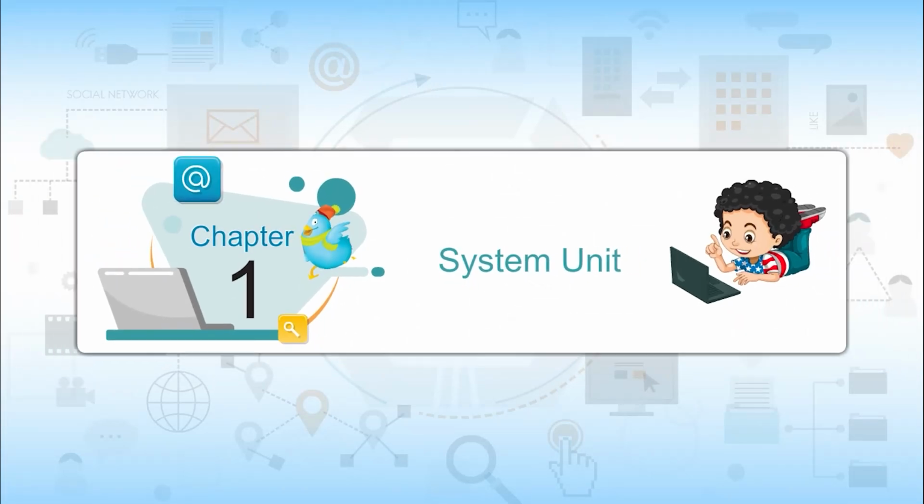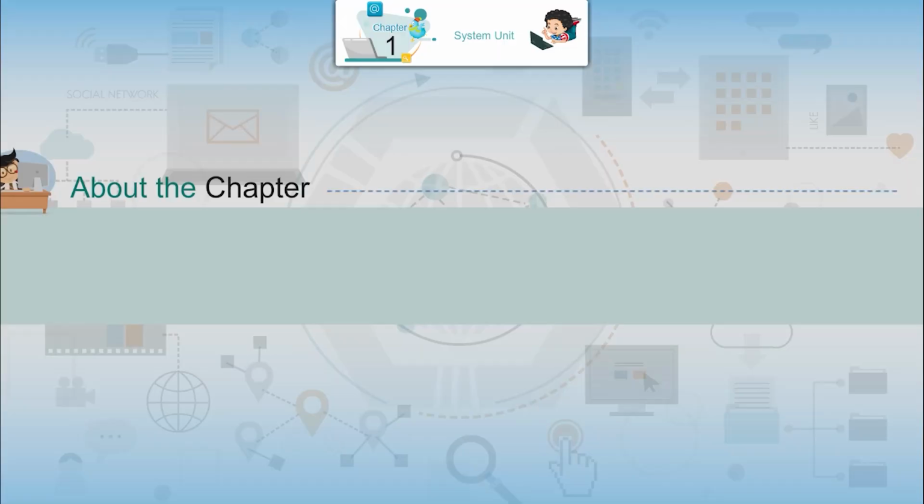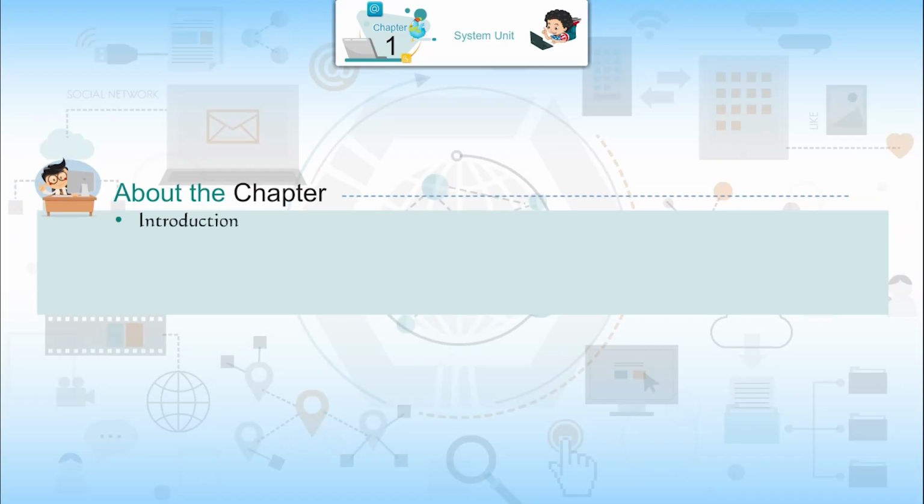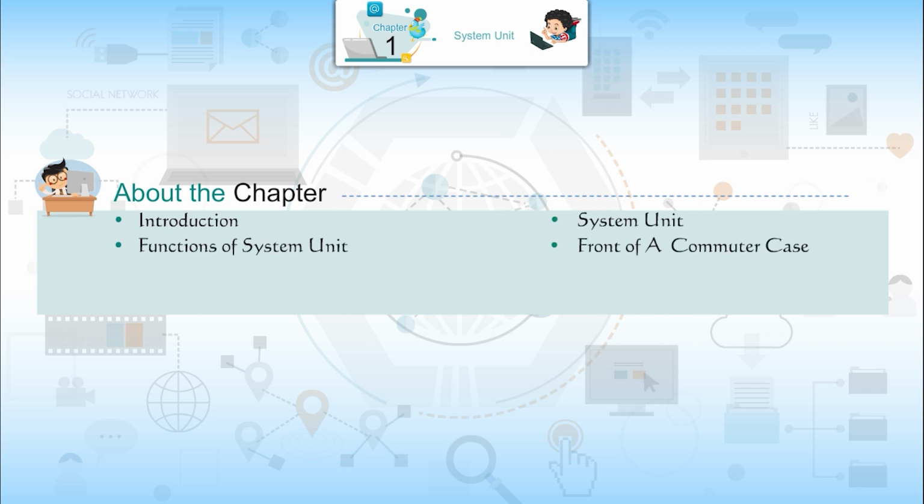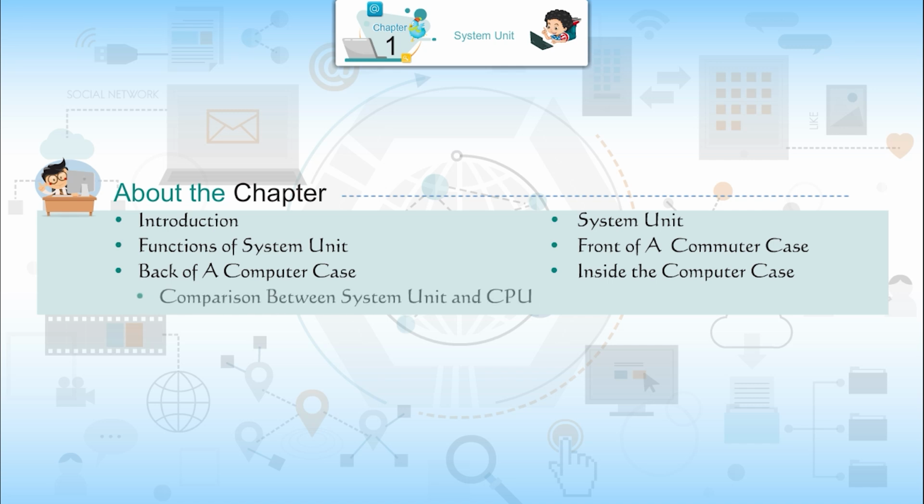Chapter 1, System Unit. About the chapter. Introduction. System Unit. Functions of System Unit. Front of a computer case. Back of a computer case. Inside the computer case. Comparison between System Unit and CPU.